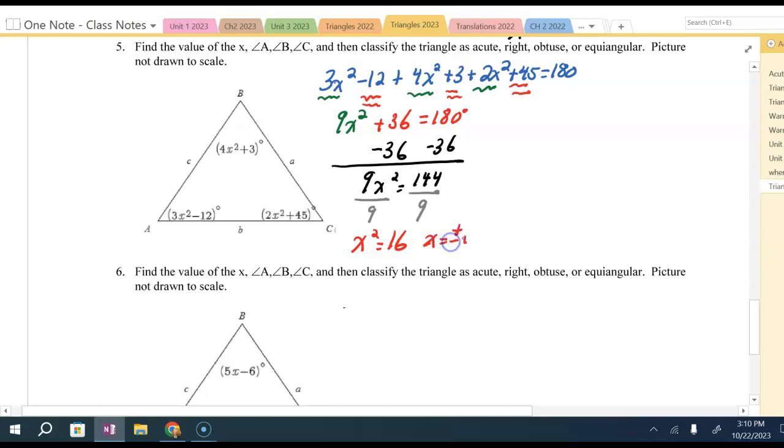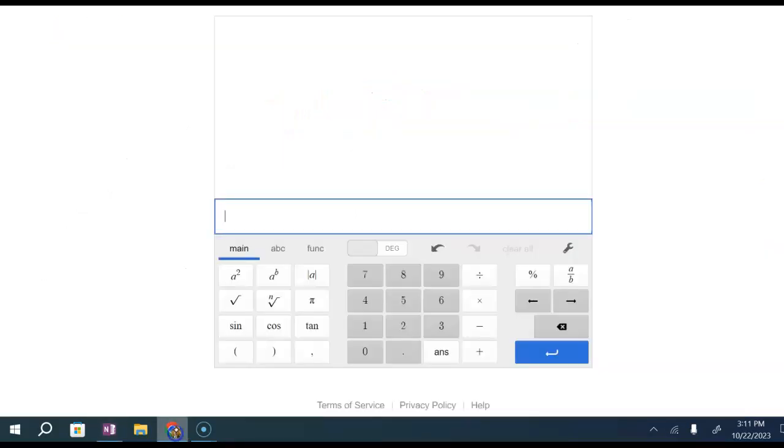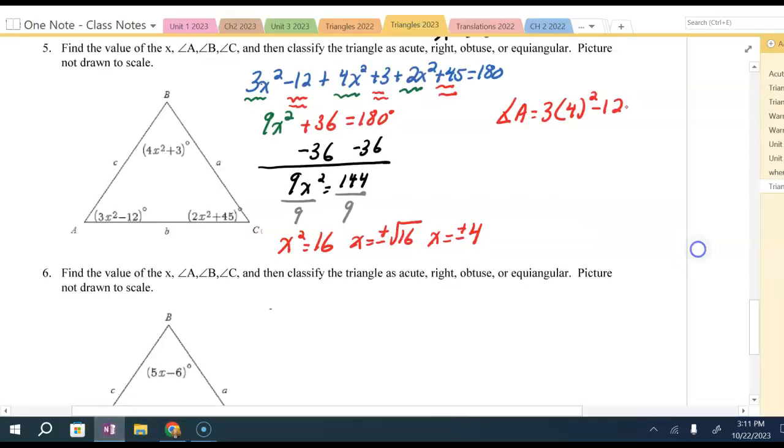So x is plus or minus the square root of 16. So x is plus or minus 4. And then I'm going to substitute 4 in for x. So angle A is 3 times 4 squared minus 12. So let me show you how to do that on your calculator. On my calculator, I'm going to say 3 times, and I'm going to put it in parentheses, 4 squared minus 12. And when I do that, I get 36. So angle A is 36 degrees.